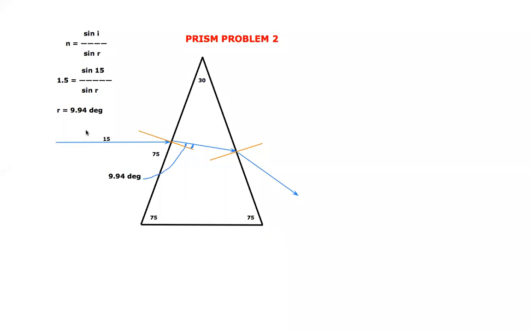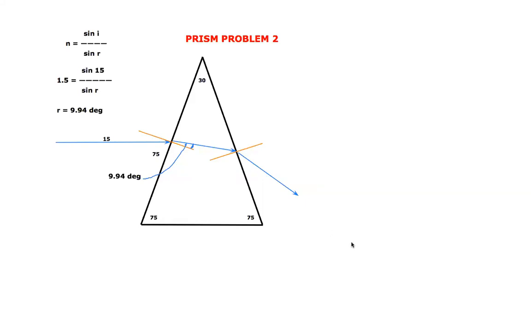Here comes the math. Snell's law, fast over the slow. We have 15 degrees in here. We have the refracted angle in here. And the index of refraction for the glass is 1.5. When I do the math, I get 9.94 degrees. I can't type it in here. I'm just drawing a line to tell you 9.94 degrees is right in there.